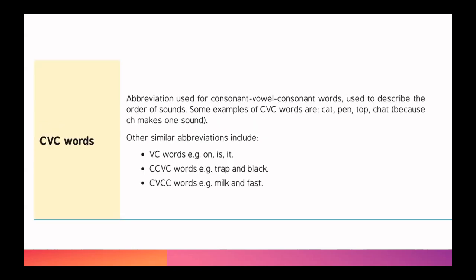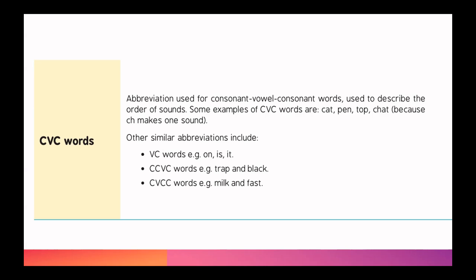Now you have CVC words, and of course you have VC, CCVC, CVCC words, and all of that. This is just an abbreviation that is used for consonant, vowel, and consonant words. Of course, we all know what a consonant is. Our consonants are the other letters that are not a vowel. We know what our vowel is. Our vowels are A, E, I, O, U. And any of the other 21 letters that don't fit into the A, E, I, O, U are your consonants.